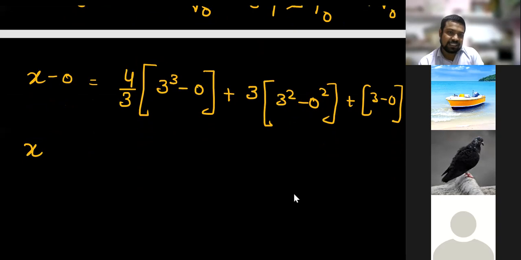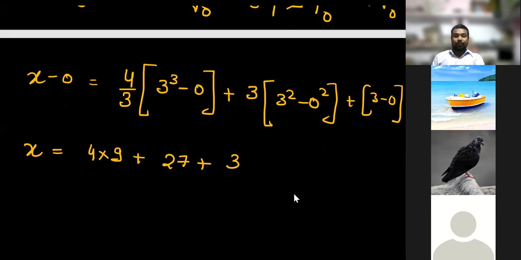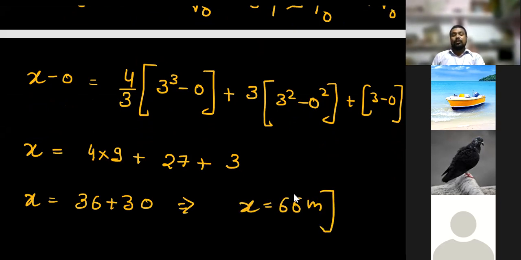let us see. x minus 0 is x. 3 cube is 27 by 3 is 9. So this is 4 into 9 plus this is 27 plus 3. How much is 36 plus 30? It is 66 meter. So when the acceleration is a function of time, then after 3 seconds, the displacement or distance traveled by the particle is 66 meter. Clear, my dear friends?